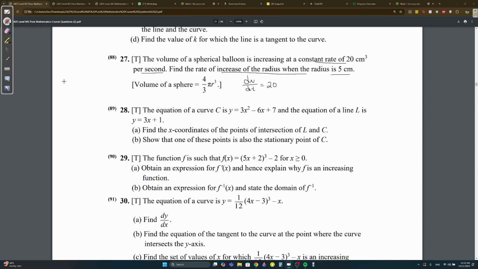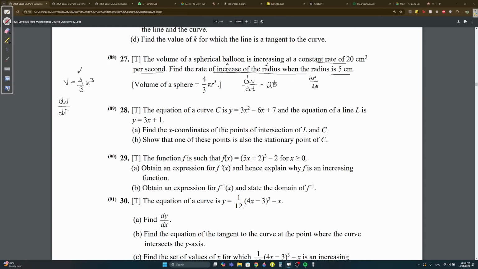Okay, they gave us that V is equal to 4/3 πr³. And you need to know this. If you derive this, guys, what are we going to get? We're going to get dV/dr. And what are they asking for? They want us to find the rate of increase of the radius. So they want to find dr/dt.